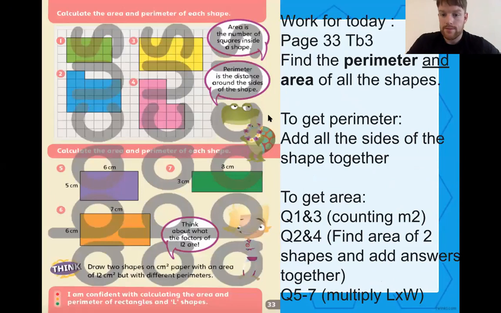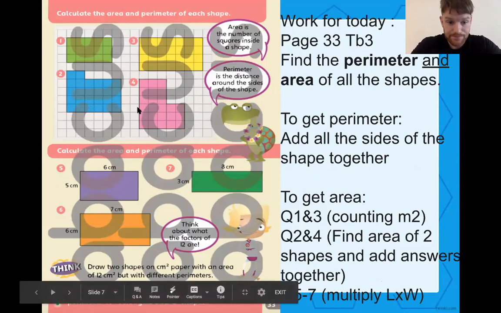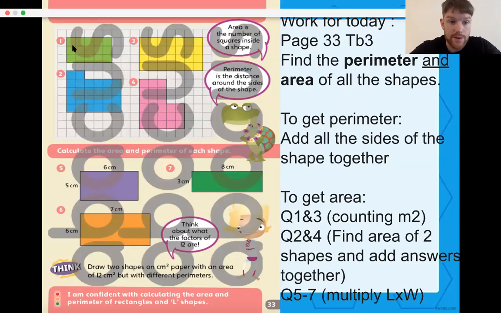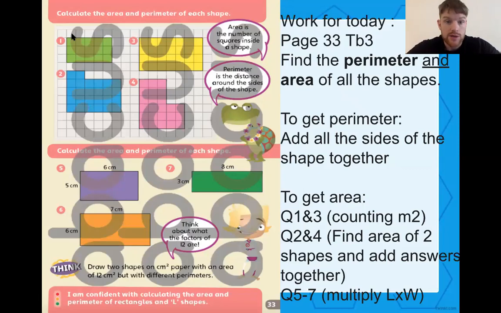Okay, so today's work then is page 33 in textbook 3. You have 7 shapes. The first 4, question 1, 2, 3, and 4, you're given grids, you're given these boxes here. And remember, all of these boxes are 1 centimeter. So you can use those boxes to help you for question 1 to 4. But question 5, 6, and 7, we don't have any boxes, okay? So we can't add up the boxes to get our area.